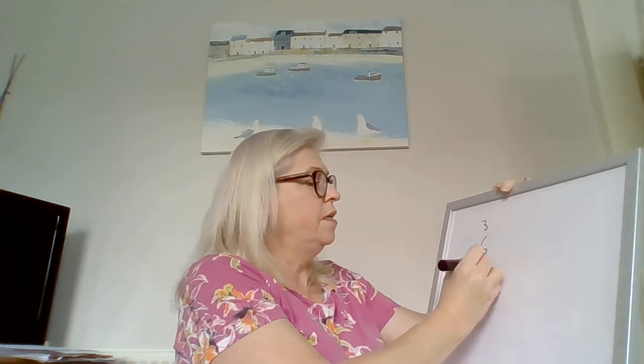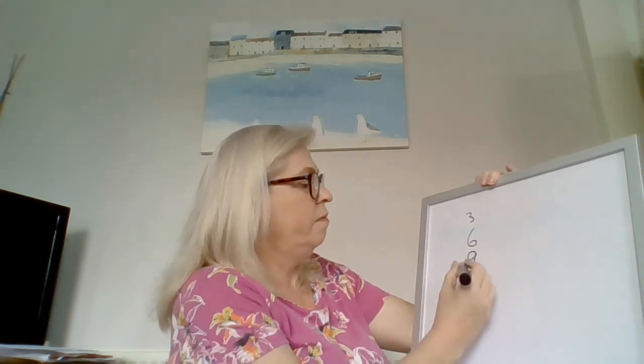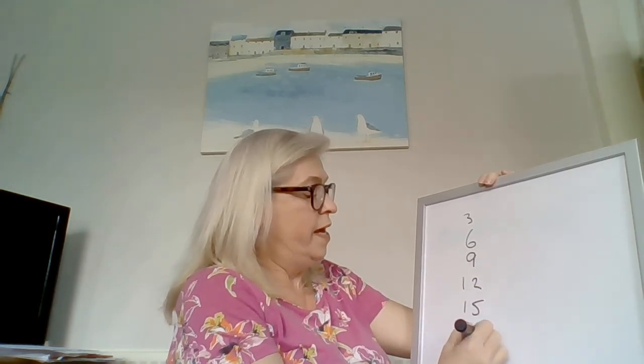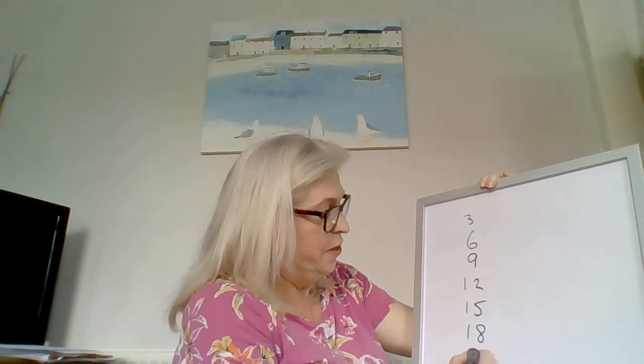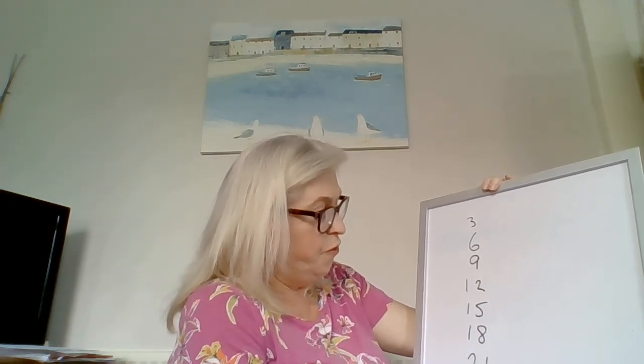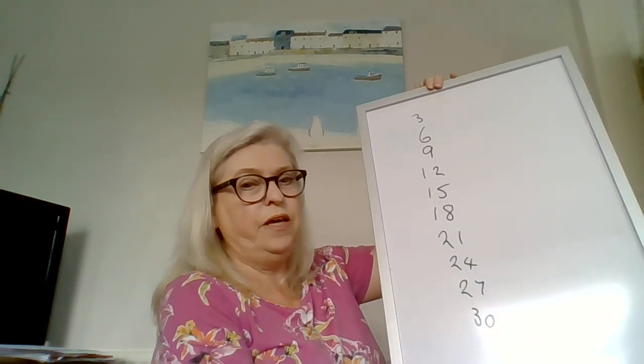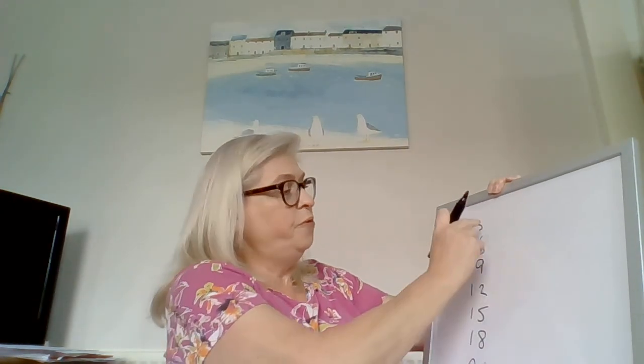One other table I will just do, I don't want to do too many, but this sort of relates to the 9 times table in a way, and this is the 3 times table. So let's think what the 3 times table is. We've got 3, 6, 9. What comes after that? 12, 15, 18, 21, 24, 27 and 30. That's up to 10 times, okay? You could carry on.